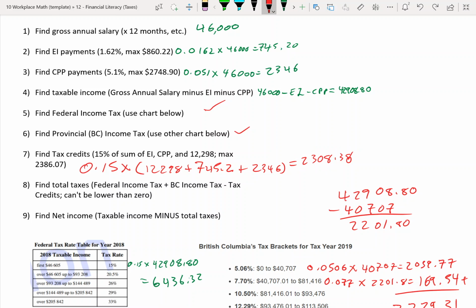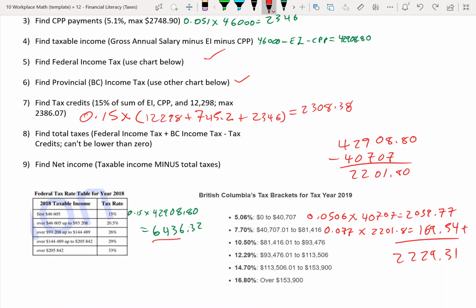So what that means, this is going to get subtracted from our taxes. We don't have to pay that much. It's like forgiven or whatever you want to think about. So I'm going to take these two numbers added together and subtract this number. So the 6436.32 plus 2229.31. That's all of our taxes minus our tax credits, 2308.38. And that's going to tell us how much tax we actually have to pay. So 6436.32 plus 2229.31 minus the tax credits, 2308.38, and that left me with a total of 6357.25. That's the total taxes we have to pay.